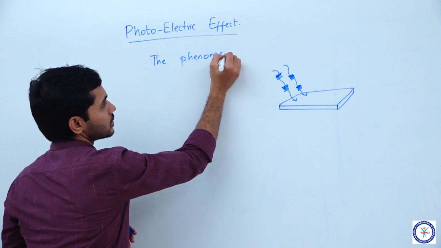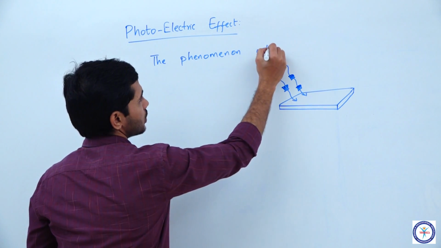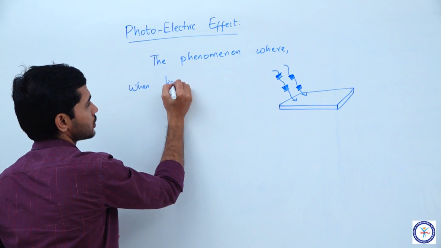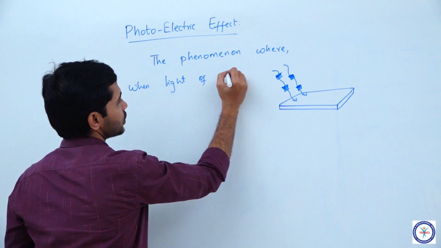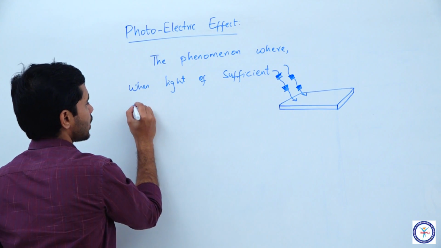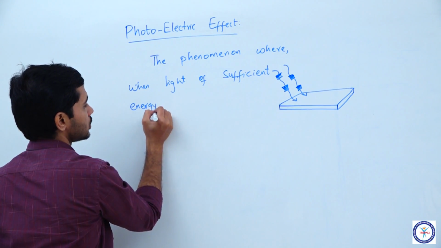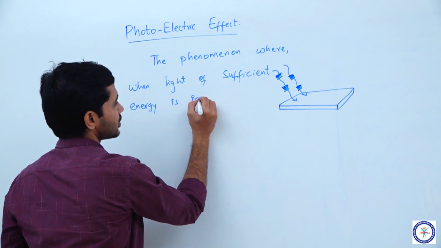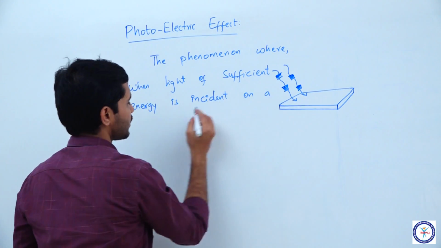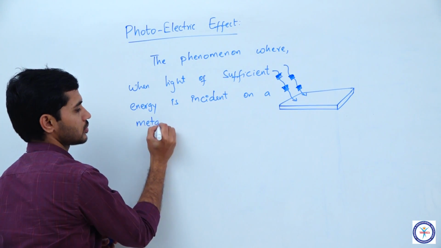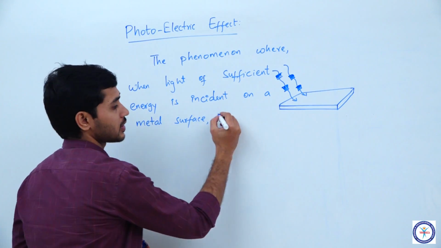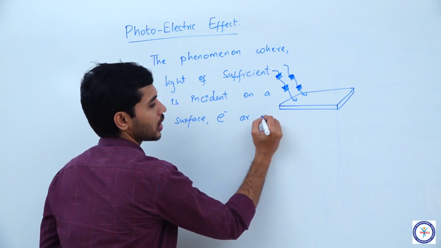It is the phenomenon where, when light of sufficient energy is incident on a metal surface, electrons are emitted.